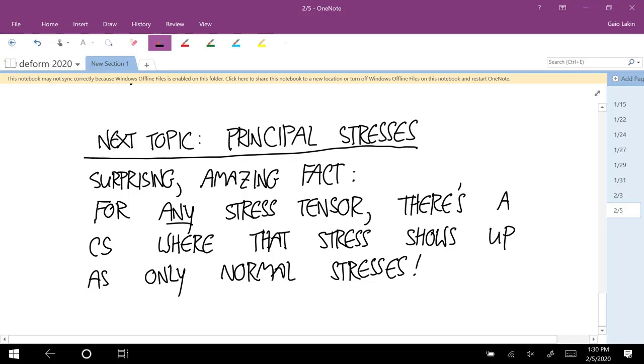Okay, so you can make up any stress tensor, just make up numbers as long as it's symmetric. Somewhere there's a coordinate system where if you use the rotation matrix to transform that stress tensor into this new view, if you think of the coordinate system as just a way of viewing or a way of measuring it, that same state of stress shows up as only XX, YY, and ZZ elements, no shears, okay?